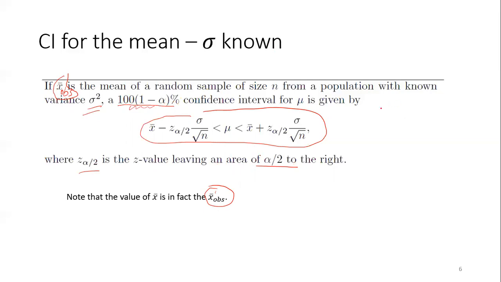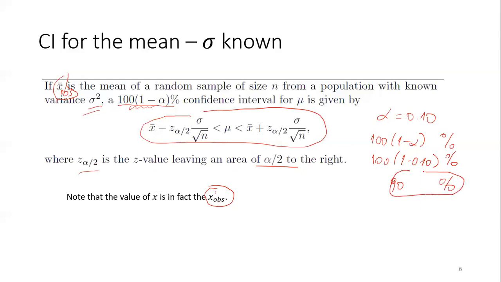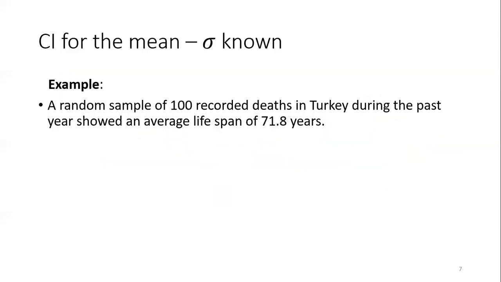So for example, remember alpha, it was the significance value. If alpha is equal to 0.10, then your confidence interval is 100 times (1 minus alpha), which is 100 times (1 minus 0.10), which is equal to 90 percent. So alpha 0.10 means you have a 90% confidence interval, okay?